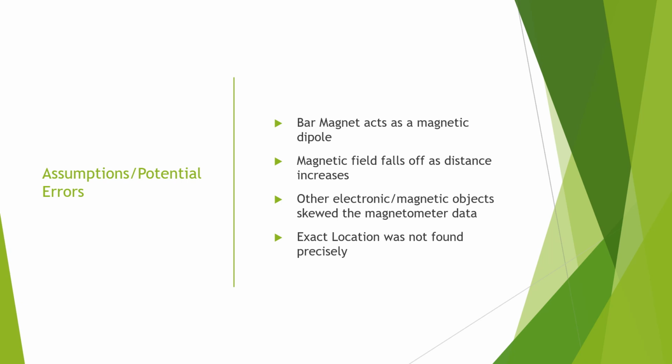Some assumptions and potential errors. So the bar magnet acts as a magnetic dipole. The magnetic field falls off as distance increases. Other electronic or magnetic objects skewed the magnetometer data, and the exact location was not found precisely.